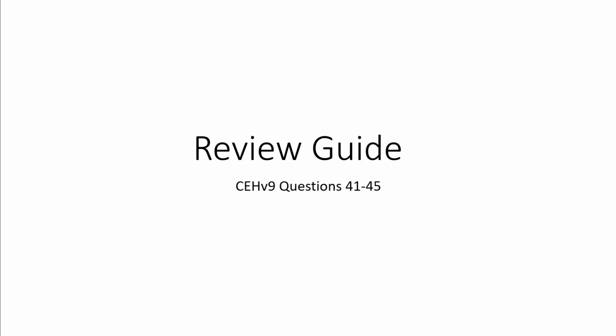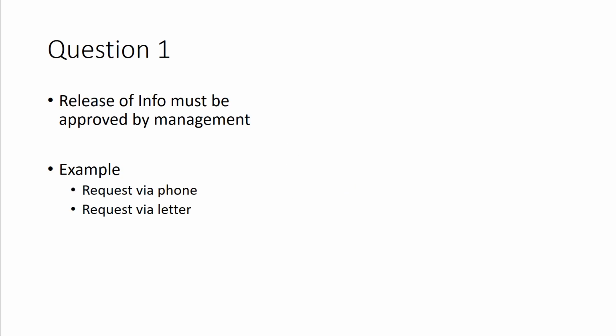Alright, so the first one is, if someone calls and they're asking about information to be released, what you have to do is get approval from management. So if the request comes via phone or via a letter, you don't just disclose it. Any information that your organization provides should be approved by management. It seems very straightforward, but you would be surprised how often it really is not.